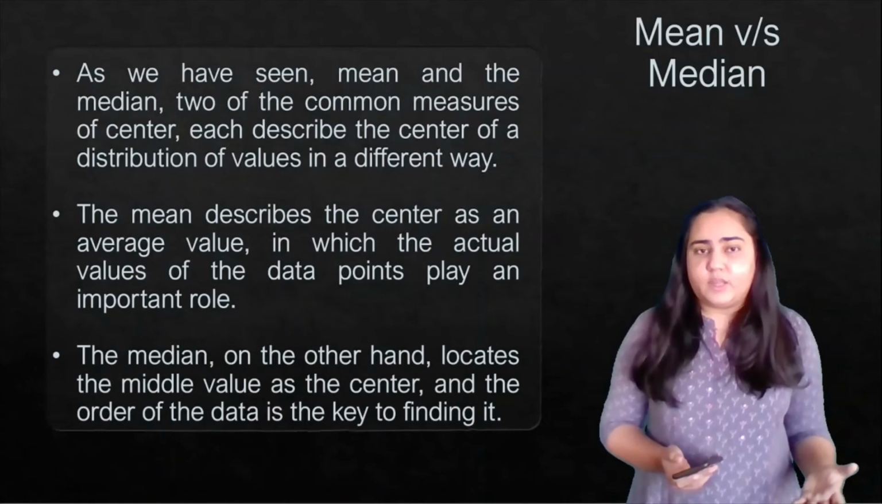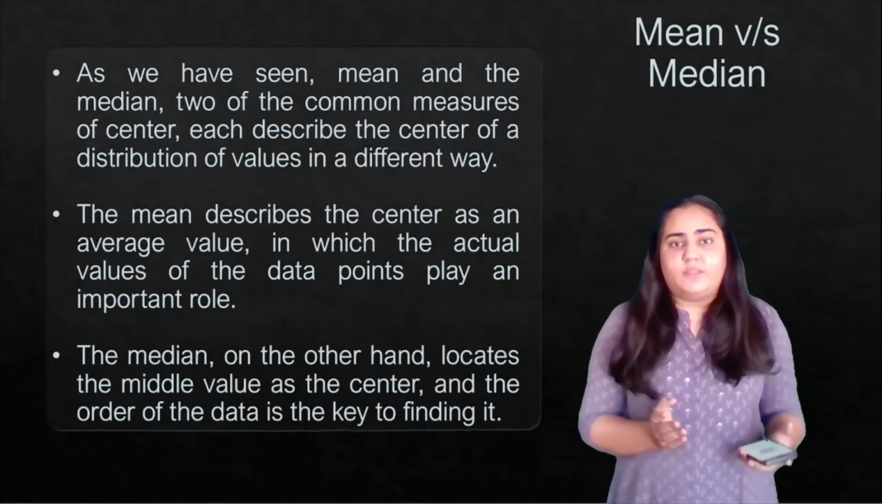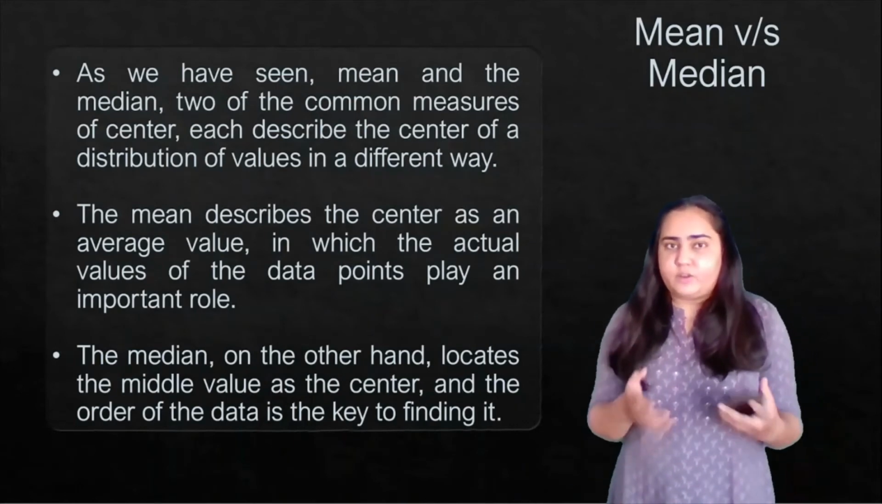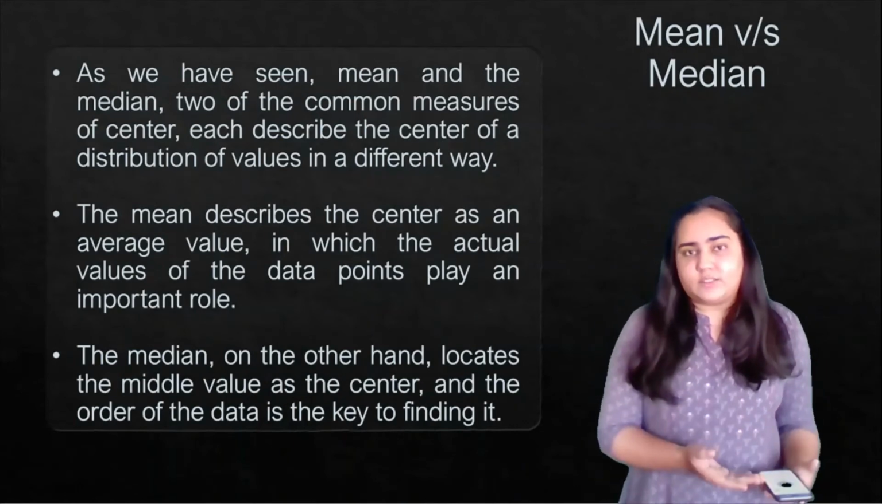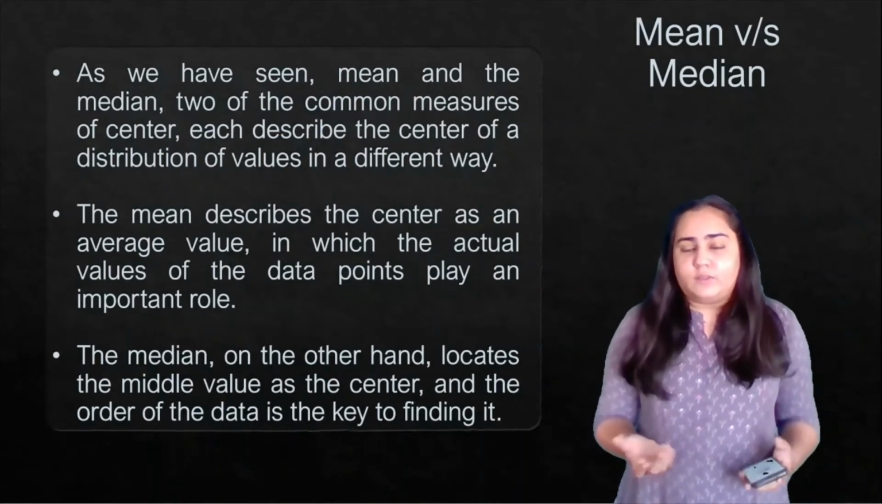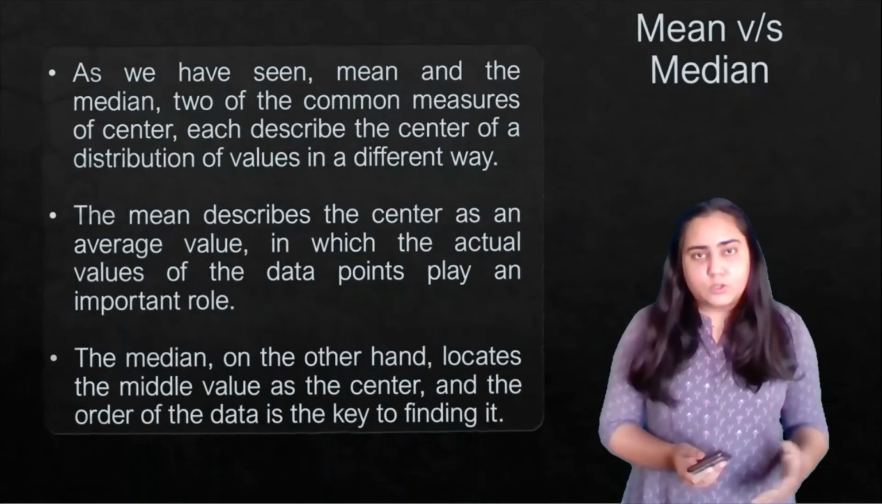The median, on the other hand, locates the middle value as the center, and the order of data is the key to finding it. So only if that order changes, then the median gets affected. If there are minor changes in the values and the order does not change, then the median won't be affected much.